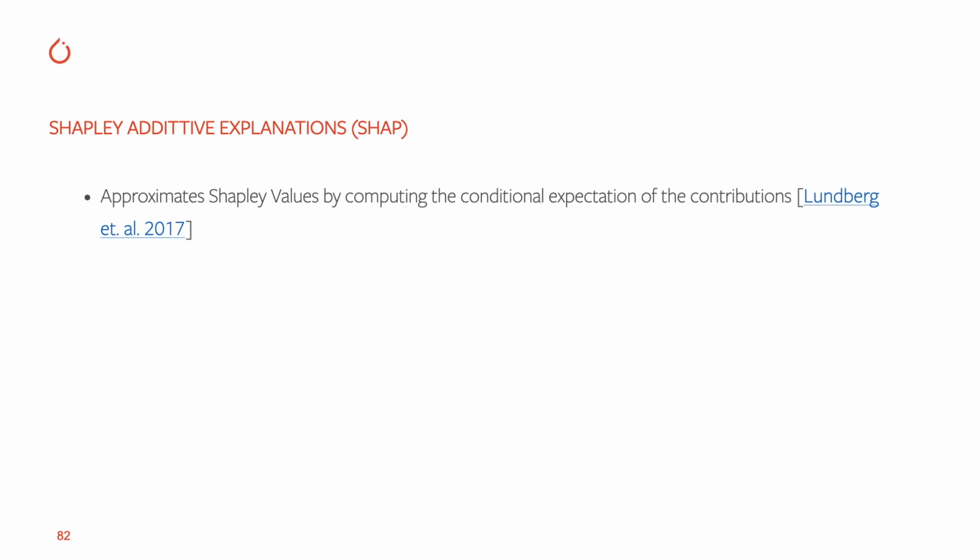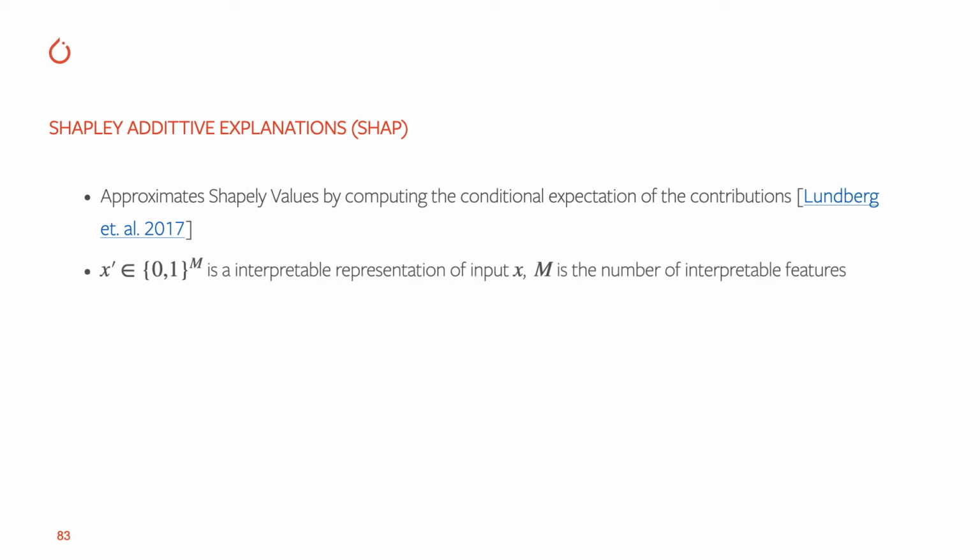In order to reduce computational costs for Shapley values, another technique has been developed, which is called SHAP. SHAP stands for Shapley Additive Explanations. SHAP approximates the Shapley value by computing the conditional expectations of feature contributions instead of the marginal contributions that the Shapley value is computing.